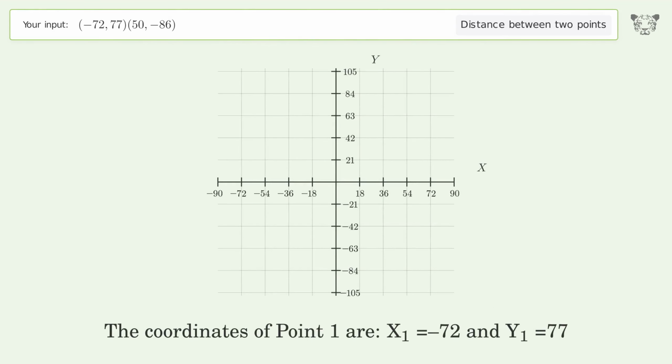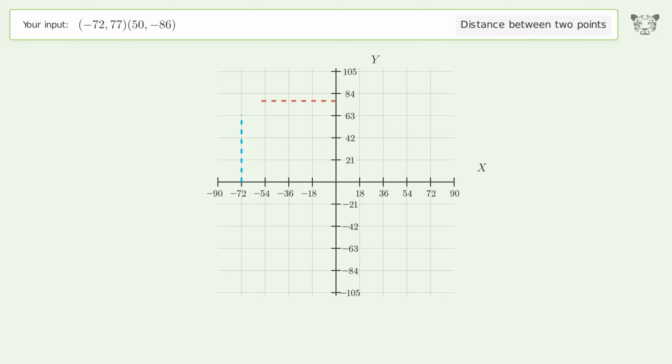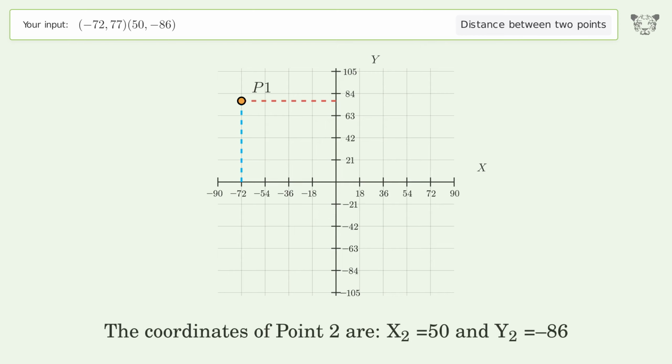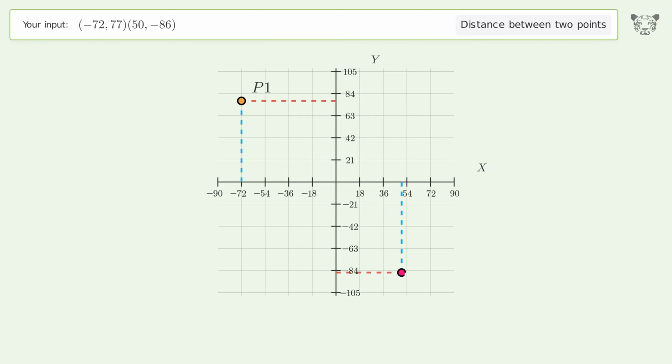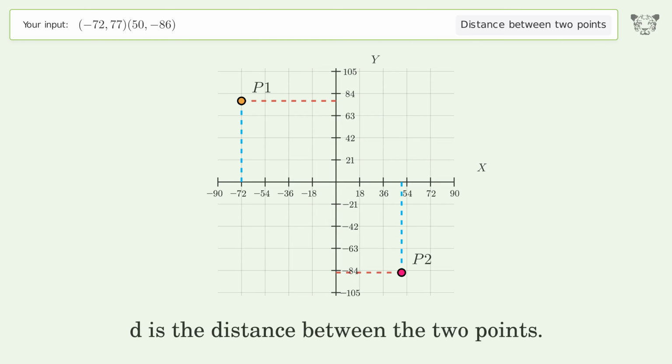The coordinates of point 1 are, x1 equals -72 and y1 equals 77. The coordinates of point 2 are, x2 equals 50 and y2 equals -86. D is the distance between the 2 points.